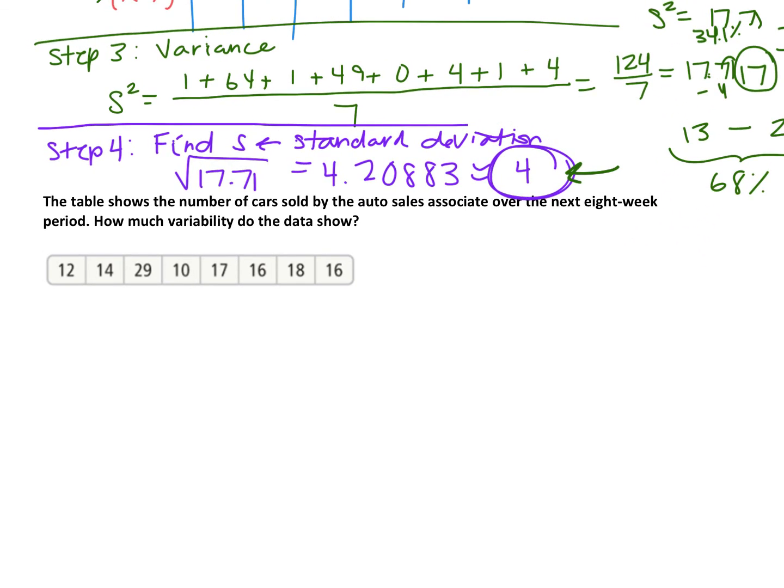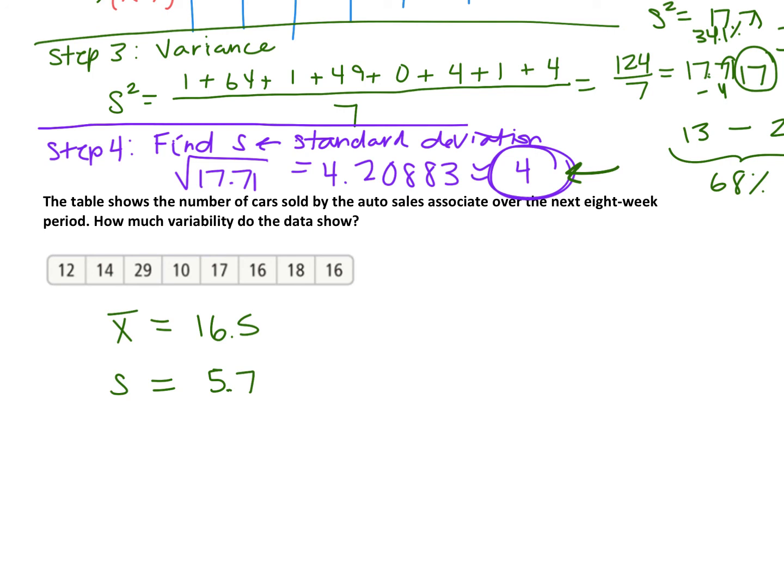So the table shows the number of cars sold by the auto sales associate over the next 8-week period. So now they're looking at the next 8-week period. How did we do? How much variability do the data show? So I'll just give you some of the numbers. The mean for this 8-week period is 16.5, and the standard deviation is about 5.7. Now, on the last example, we did round that standard deviation to a full car because you can't have 5.7 cars. But we'll just leave that as 5.7 for now.